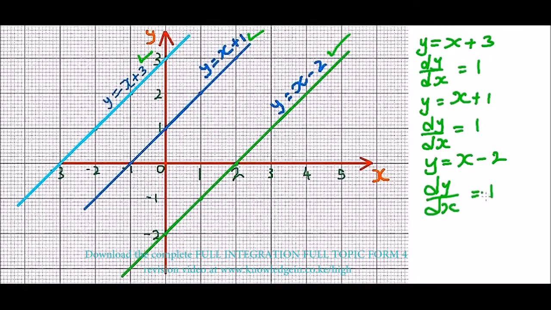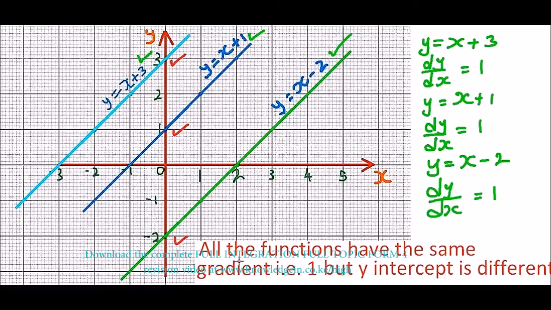So we find that all the three lines have the same gradient, but the y-intercept is different. This one crosses the y axis at 3. This one y-intercept is 1, and this one y-intercept is minus 2. So we can conclude that all the functions have the same gradient, that is 1, but the y-intercept is different.